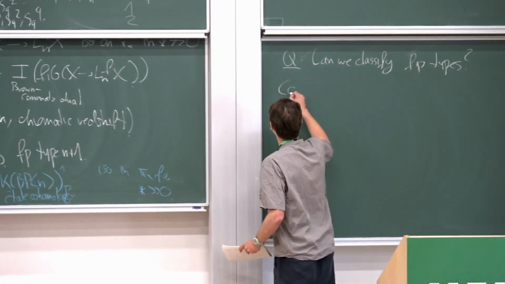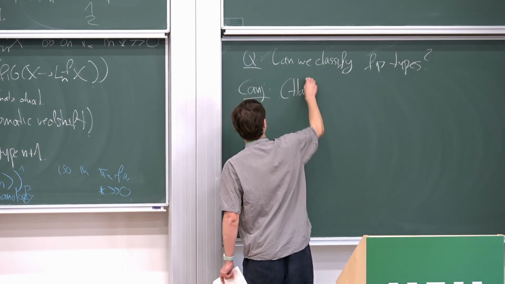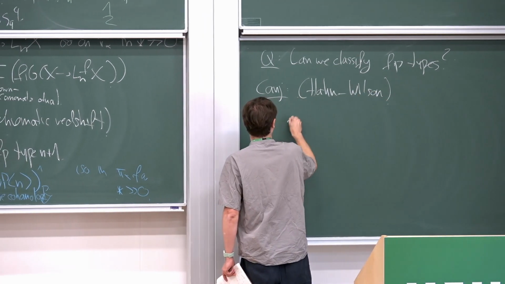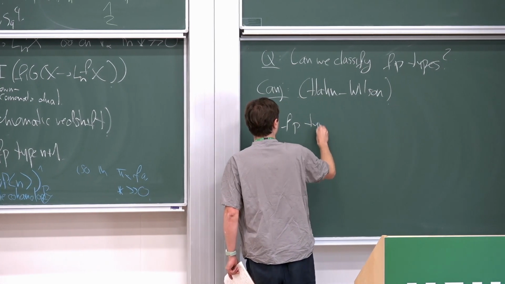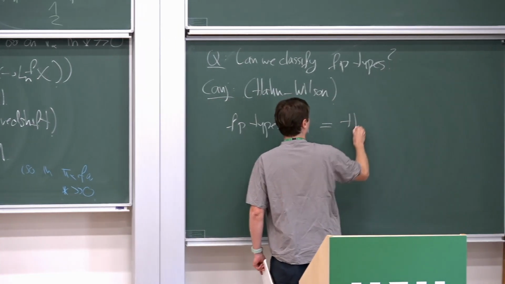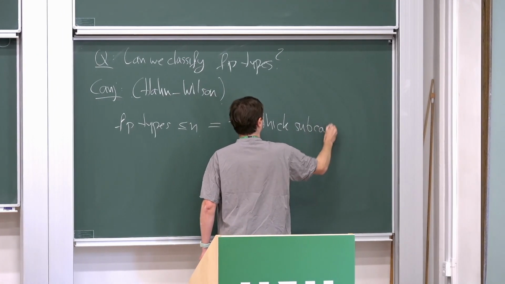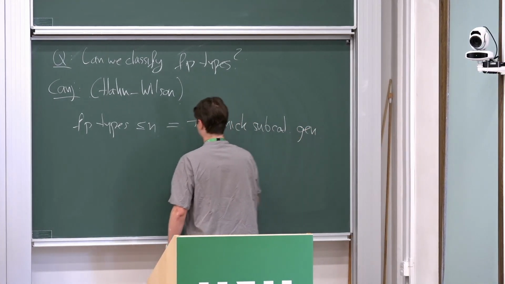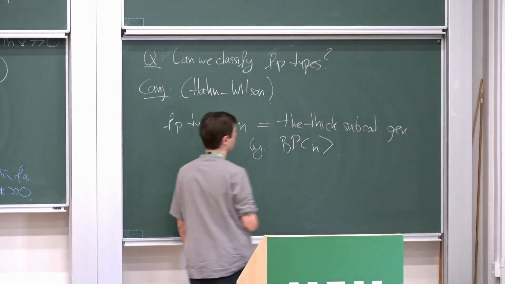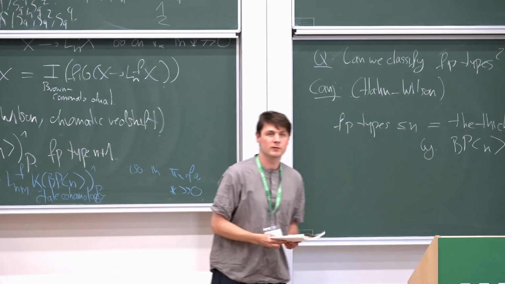And the conjecture they came up with, and that's the conjecture I will focus on today, Hahn-Wilson, is that spectra of FP type at most n are exactly the thick subcategory generated by BPm. Any questions so far?